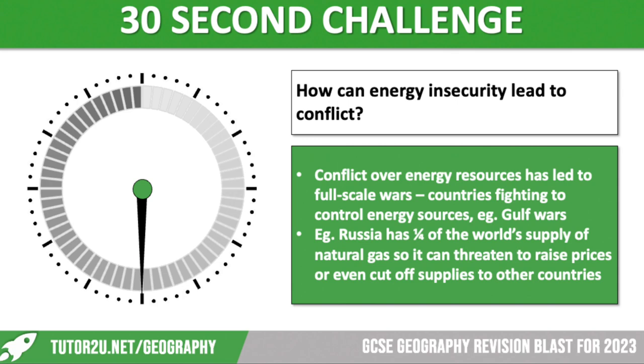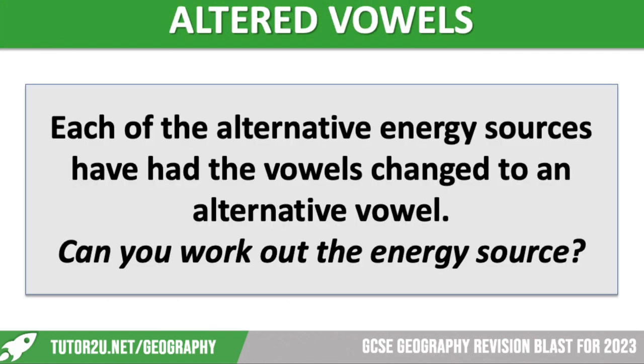It's really common for conflict to be fueled when one country holds a bigger share of an energy resource. And the most obvious example here is Russia, which has about a quarter of the world's supplies of natural gas. And it means it can threaten to raise prices or even cut off supplies to countries that are dependent on its gas supplies. And this is obviously made even more complex at the moment by the current Russian-Ukraine conflict, where lots of states are refusing to buy Russian energy sources as a protest and a show of solidarity with the Ukraine.